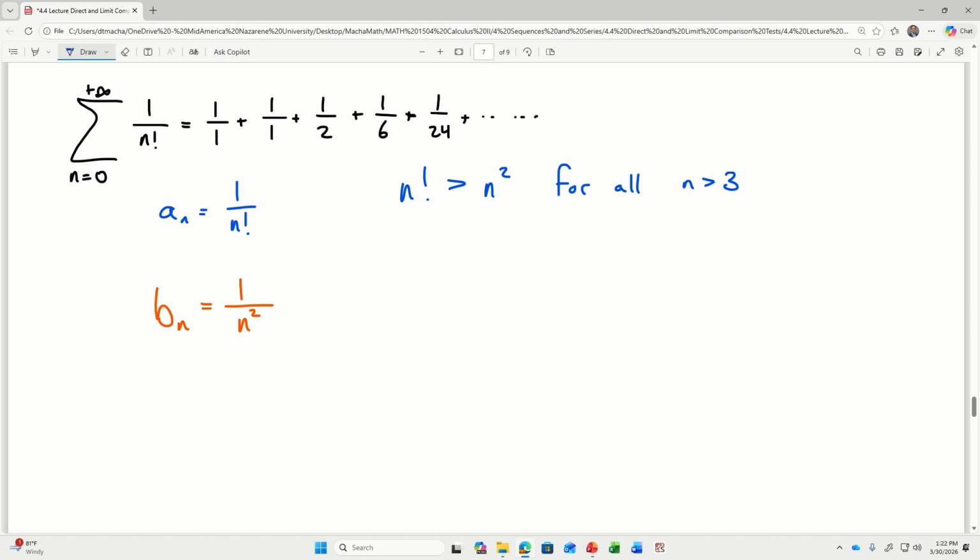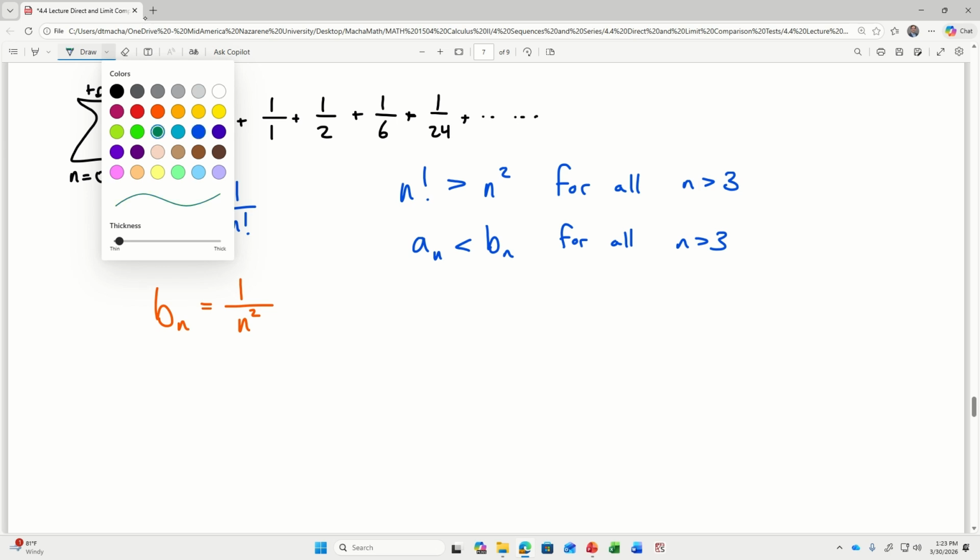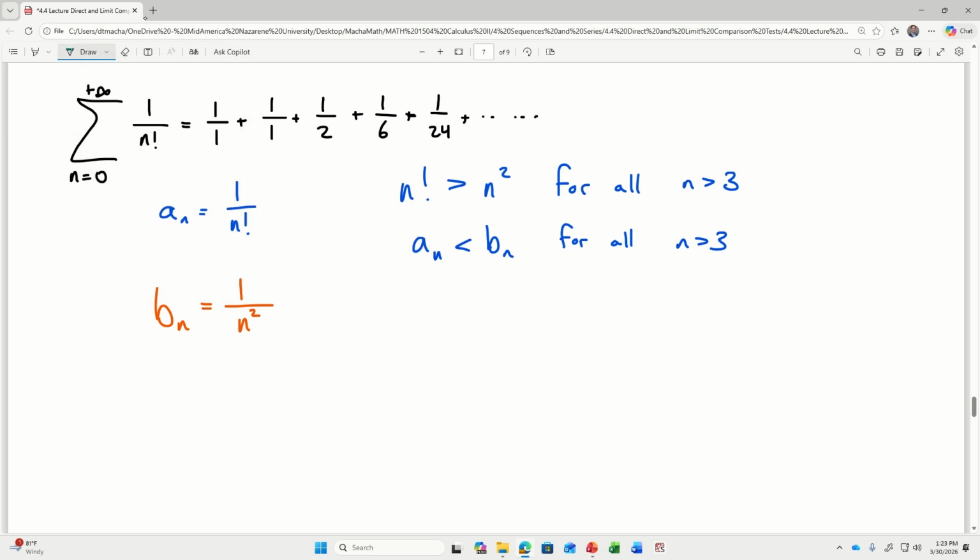And so that means a_n is less than b_n for all n greater than 3. And remember, we can neglect the first 3 terms, n equals 0, n equals 1, n equals 2, because the starting terms of your series don't determine whether or not your series converges or diverges. You can neglect as many terms as you want from the start of your series, and it does not affect convergence.